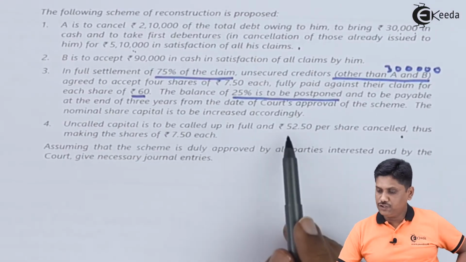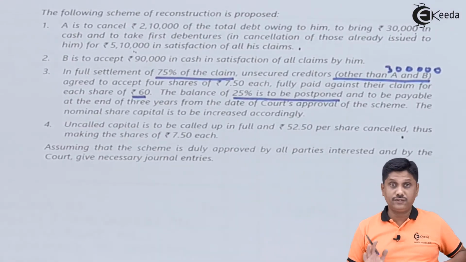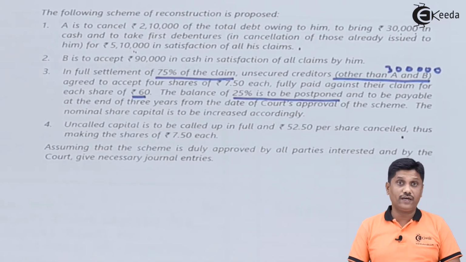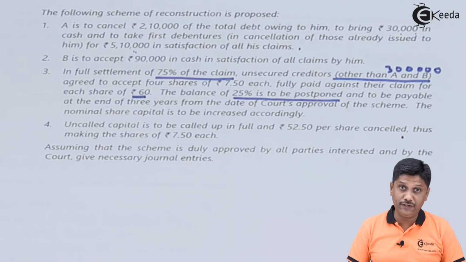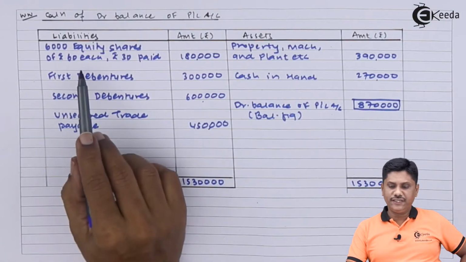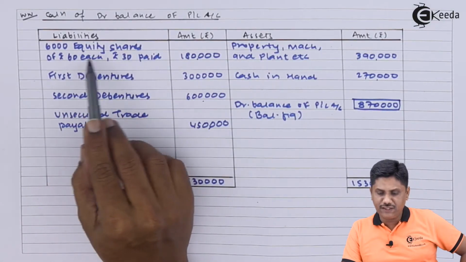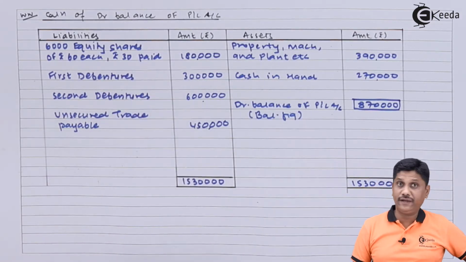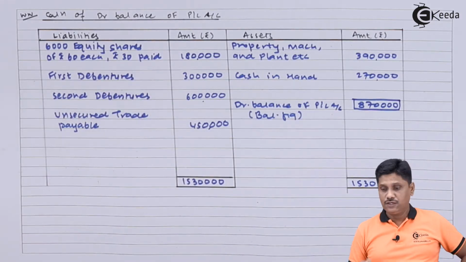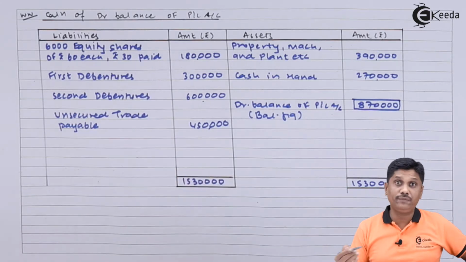Uncalled capital is to be called up in full. Firstly, uncalled capital. Which uncalled capital are we talking about? I will show you my balance sheet which I have prepared earlier. Friends, you can check out. Earlier we were having 60,000 equity shares of 60, 30 paid. That means a further call of 30 rupees can be done. They are talking about this. So this uncalled capital is called up in full.